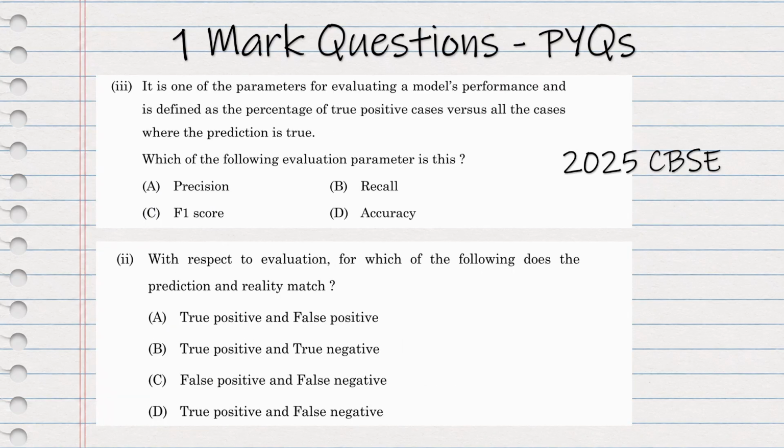Now next question है आपका, it is one of the parameters for evaluating a model's performance and is defined as the percentage of true positive cases versus all the cases where prediction is true। तो TP upon TP plus FP means जितनी भी total prediction उसने करी चाहे ठीक या गलत, हमें निकालना है कि हमारा true positive कितनी prediction में से सही था। तो answer is precision.